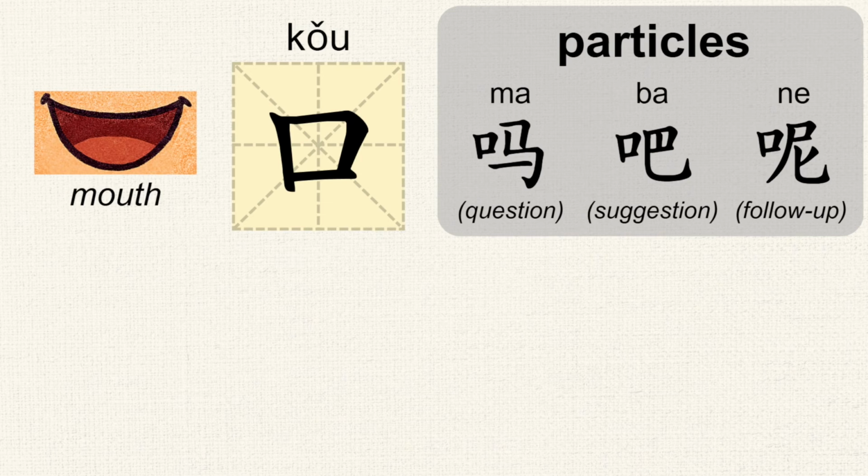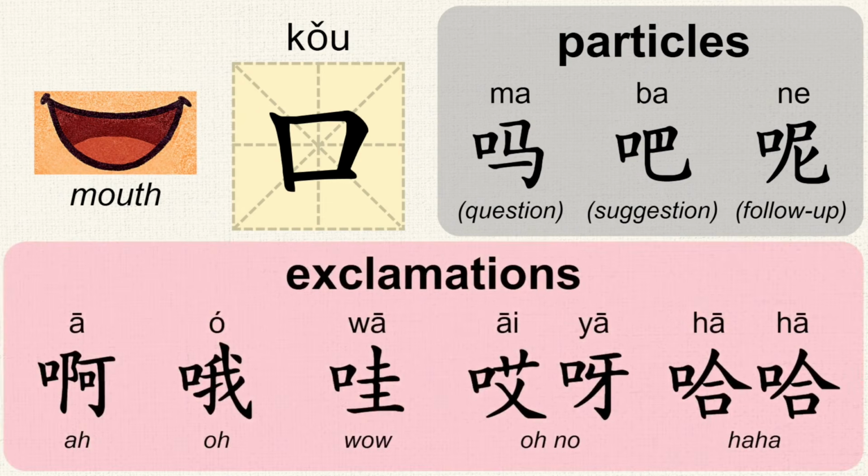What about you? Kou also appears in many exclamations. These are pretty self-explanatory. A, o, wa, aiya. This one you usually hear when something bad happens or when you're shocked. And haha, where you can almost see the mouth wide open with laughter within the characters.